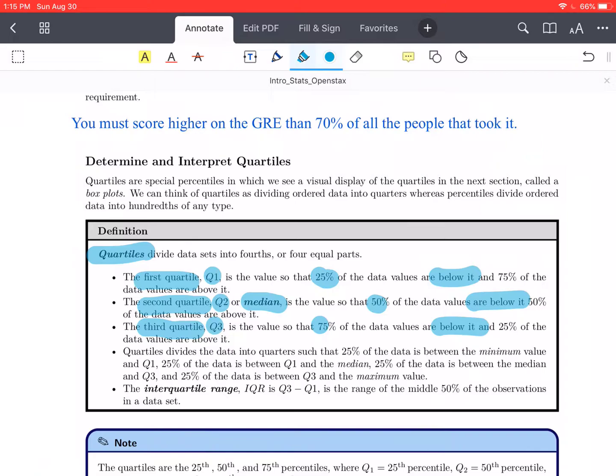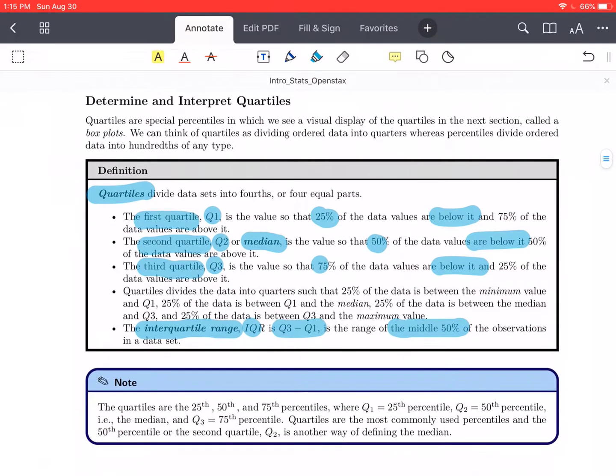So quartiles divide the data into 25% groups. And the interquartile range, which we call IQR, is Q3 minus Q1. So what does the IQR tell us? It tells us where the middle 50% of the data is. If we want to look at the middle, then we look at the interquartile range. And we will do some work with the quartiles in this section.